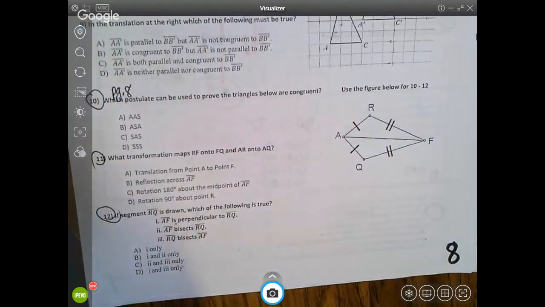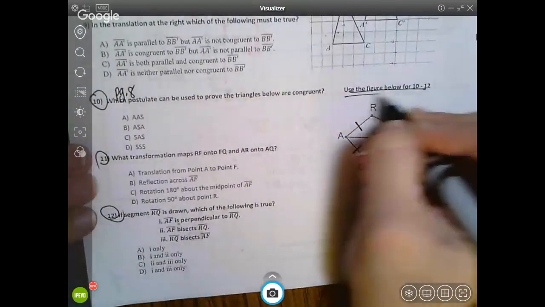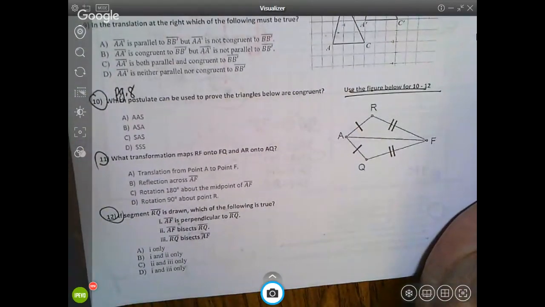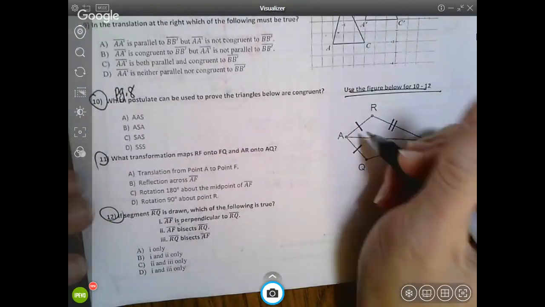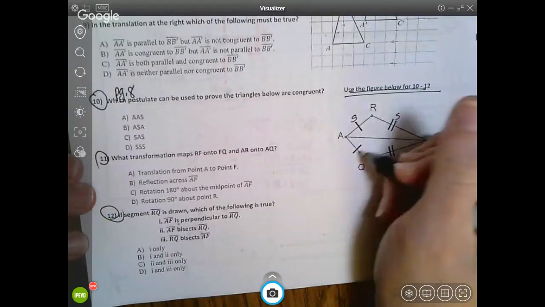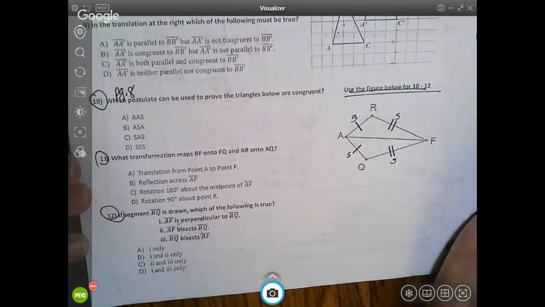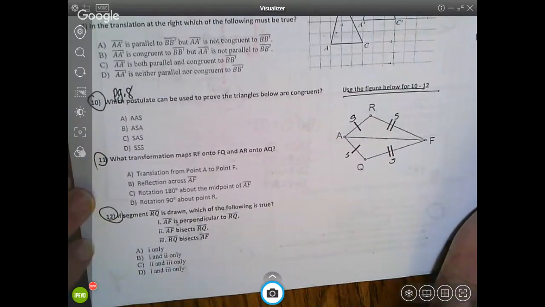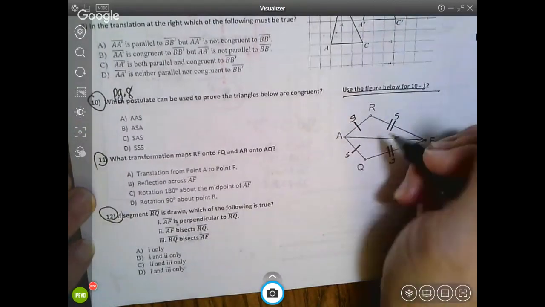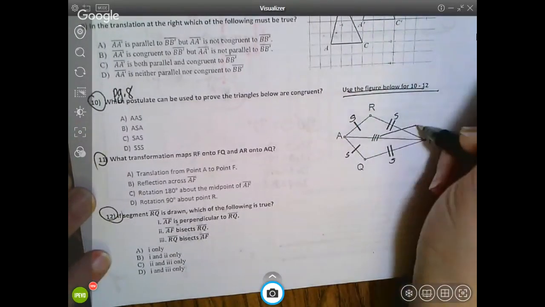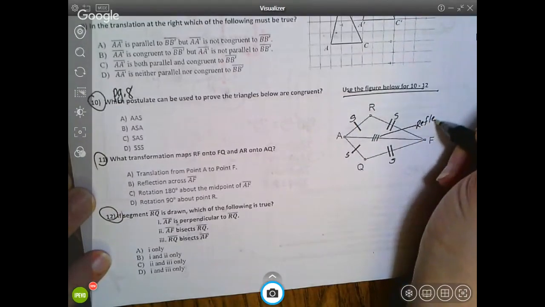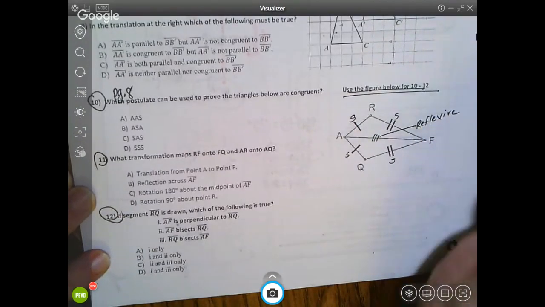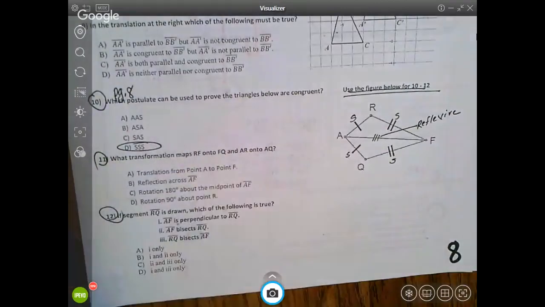So which postulate can be proved? We're going to use this figure for all 3 on this page, 10, 11, and 12. Which can be used? Well, we have a side here. We have a side here. And what's the thing that's missing? Excellent. The reflexive side is missing. So because of that, we know it's side.